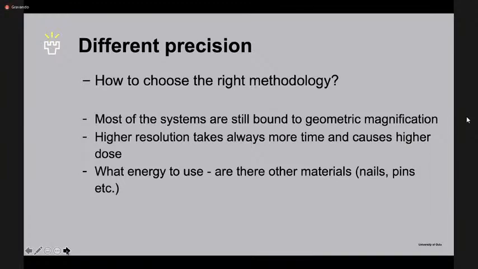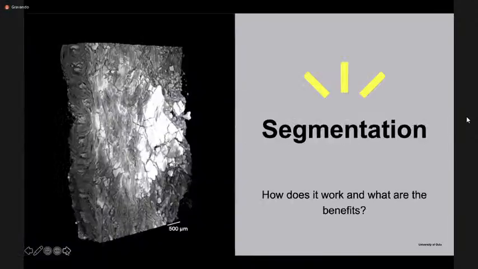I think after this we are going to change to Ville to talk. Yes, thank you, Mikko. Can you confirm that you can hear me? Yes.